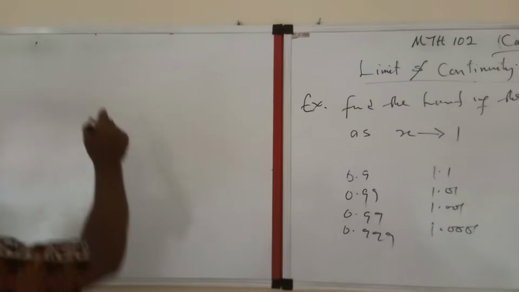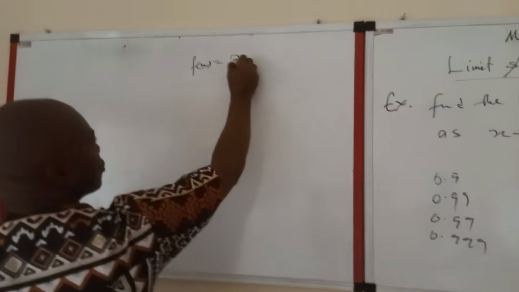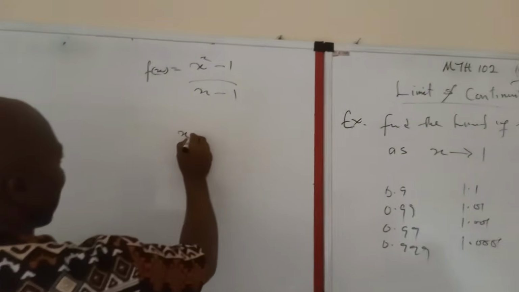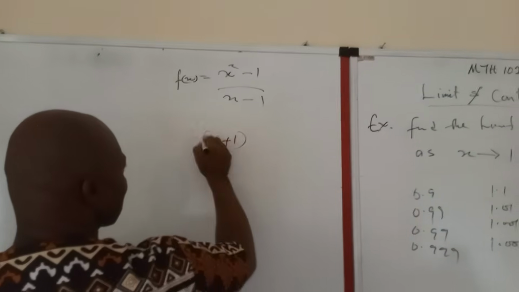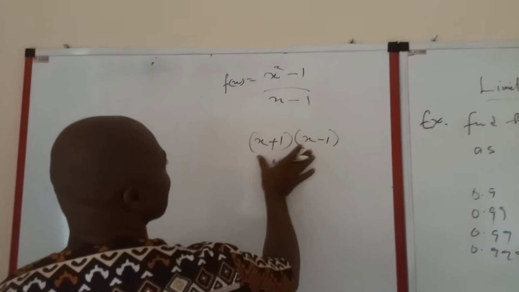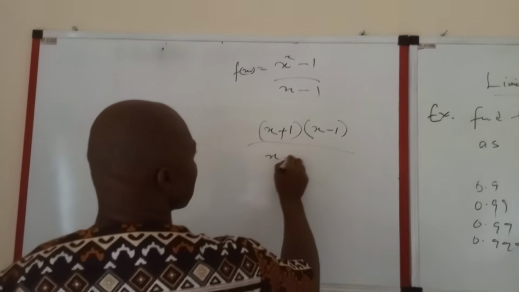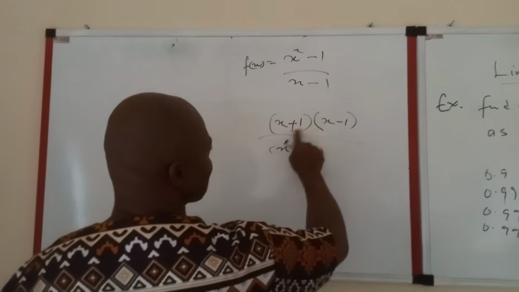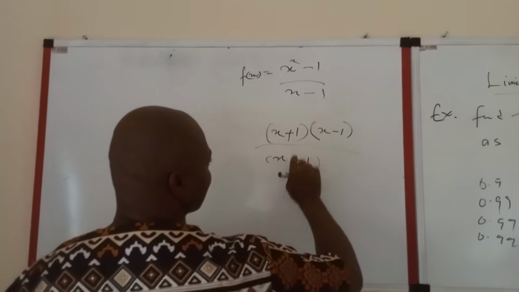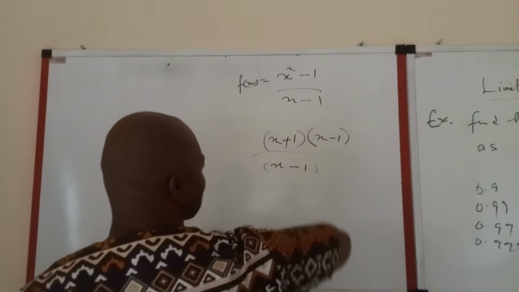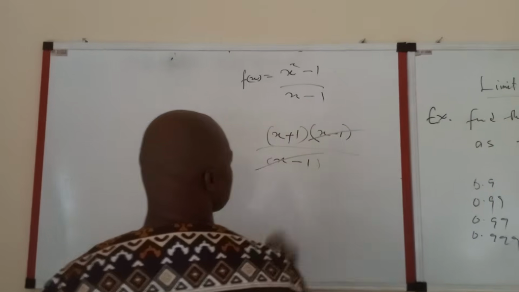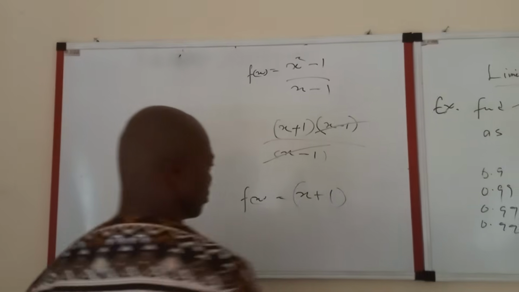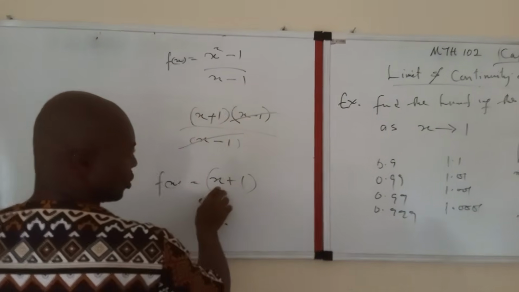However, given this function, f of x is equal to x squared minus 1 all over x minus 1, you can further simplify the numerator as x plus 1 times x minus 1. This is the same because this times this will give you negative x, and this times this will give you positive x, so the negative x and positive x cancel out, and this times this will give you negative 1, which is this. So when you simplify it this way, the x minus 1 cancels out, so that you are only left with f of x equal to x plus 1.